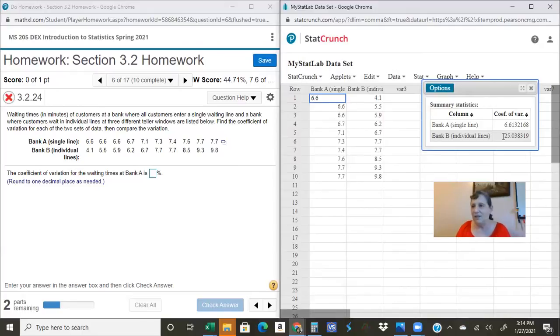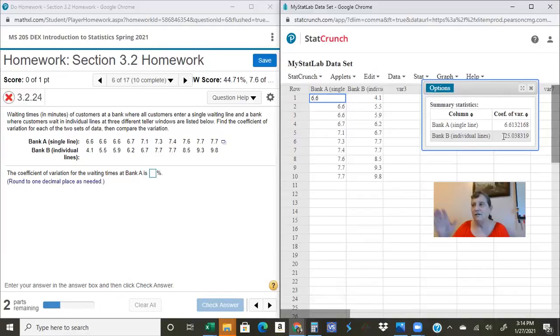Now, this doesn't mean how long they have to wait. It doesn't mean they have to wait 4 times as long. But the difference in how long people wait, one person compared to another person, with the individual lines, is about 4 times as much variation in the amount of waiting time as there is in Bank A, where you just have everybody waiting about the same amount of time.